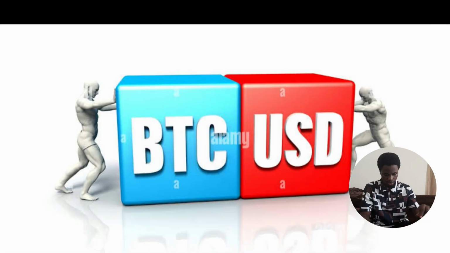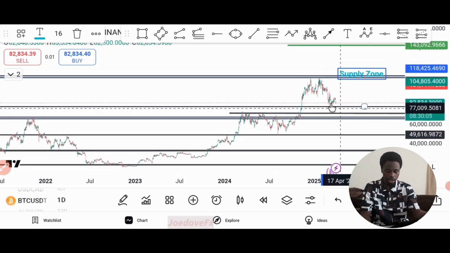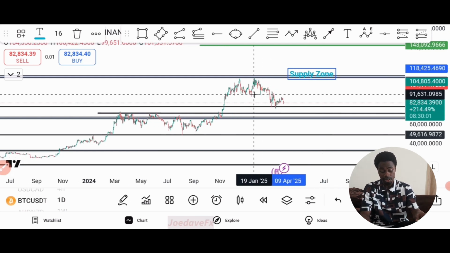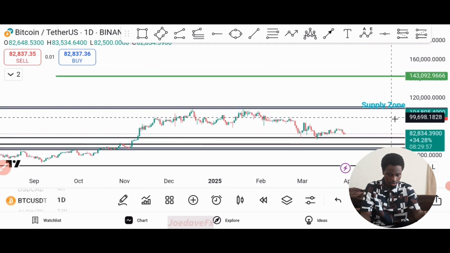Come inside of my screen. In front of me is the Bitcoin chart. So we are going to start off with Bitcoin. What is really happening on the Bitcoin chart and how can we make profit from this? So presently I'm going to start from the daily time frame. We're going to analyze this market together now. So on the daily time frame, I'm going to zoom out and see what is really happening on this chart.